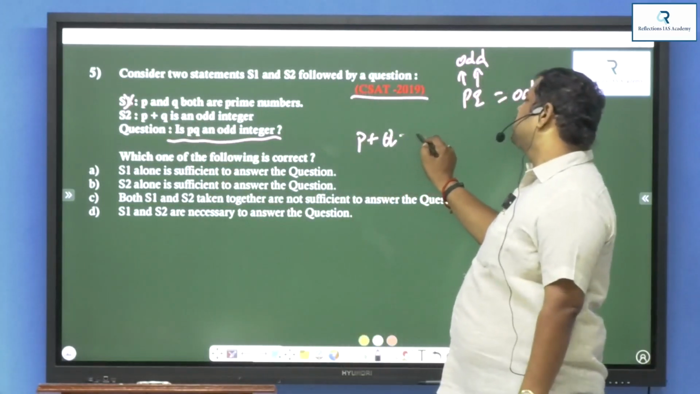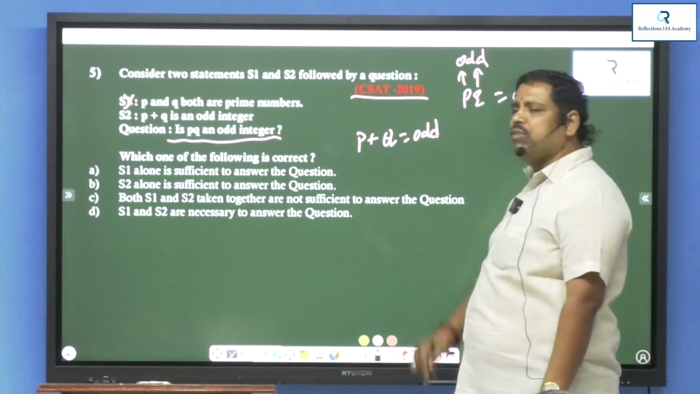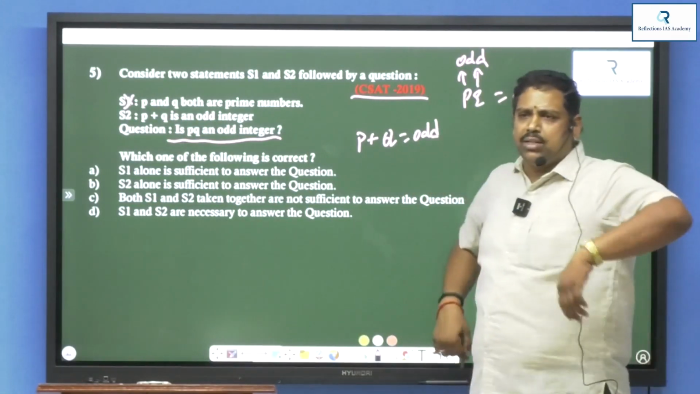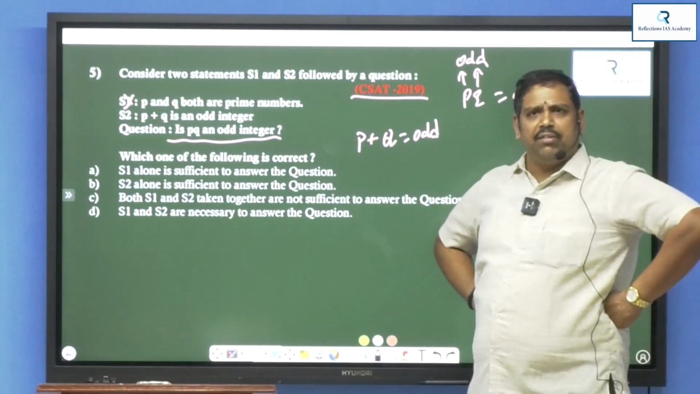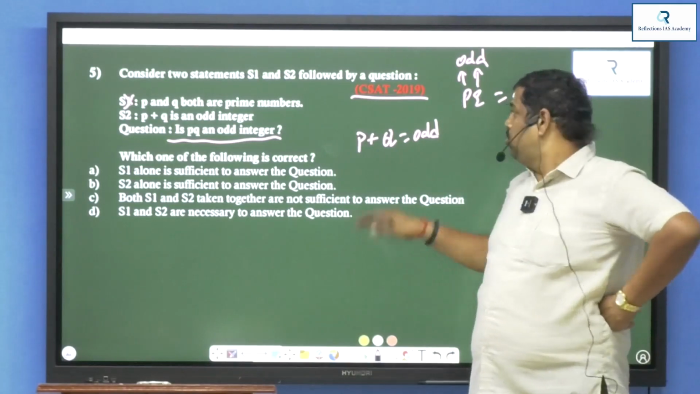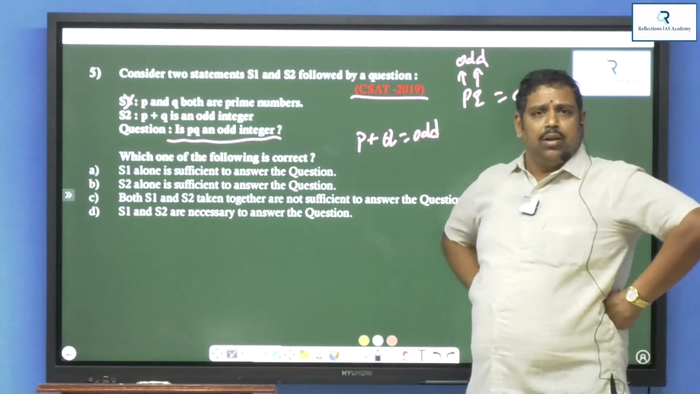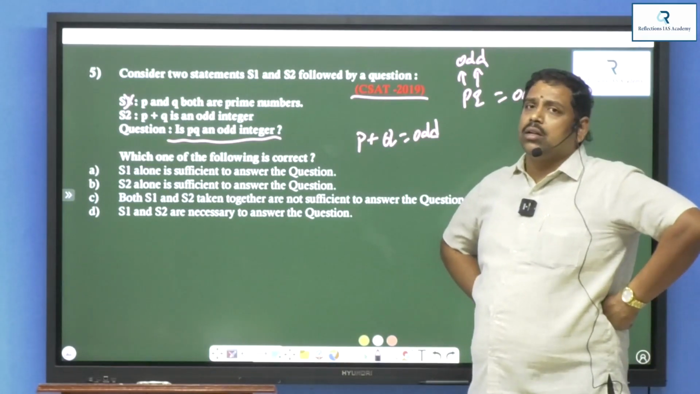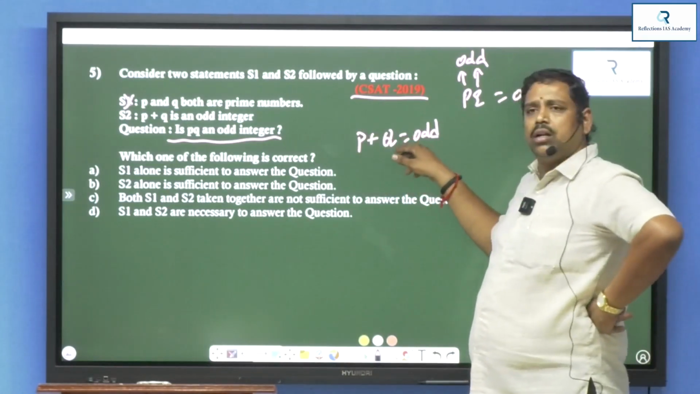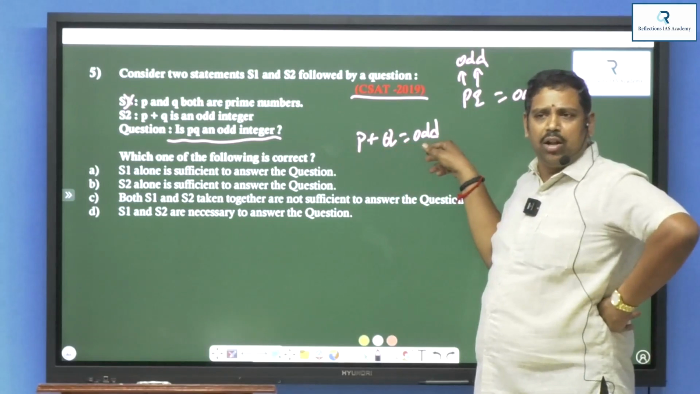Okay, P plus Q is odd. When will you get the sum as odd? Both odd numbers, what will you get? 3 plus 5 is 8, an even number. So odd means that is not the case. Both even numbers, 6 and 8, the sum is 14, not an odd number.